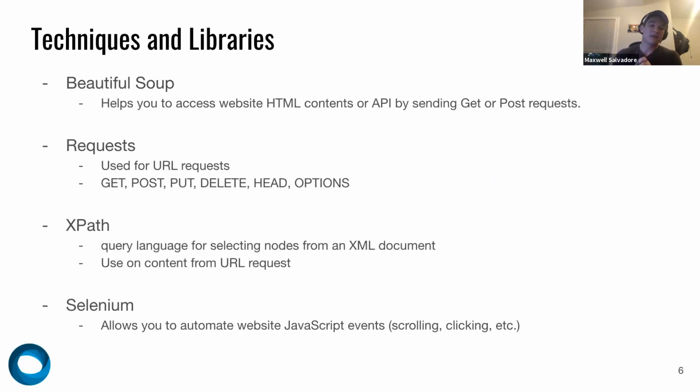And so some techniques and libraries that are associated with web scraping. One of them is called Beautiful Soup. I haven't used it too much, however, I'm familiar with it. It's pretty easy to use, and it helps with making HTML requests, accessing website HTML contents, or APIs by setting GET or POST requests. We'll go into what GET or POST requests are in a second. There's also a requests library for Python. So import requests, simple as that. It's used for URL requests.